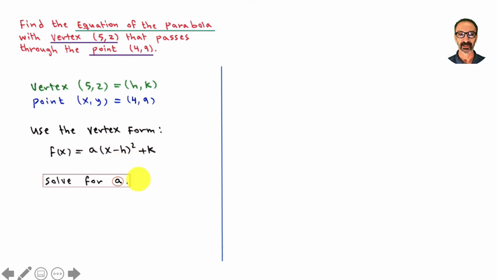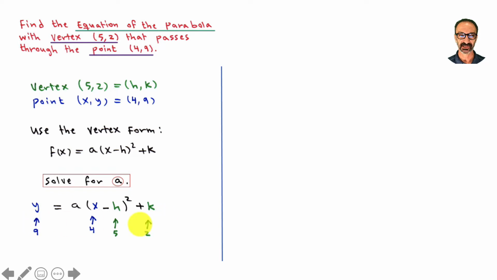To solve for a, this right here, which is missing, we don't know it. All I need to do is plug in h and k, which is 5 and 2, and plug in for x and y, the 4 and 9. As you can see, the colors tell you where to get them from, and that's how we do it.